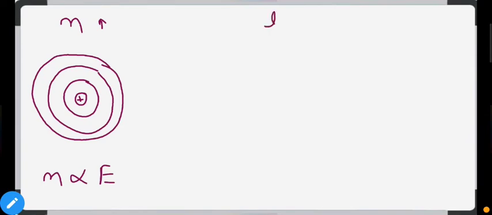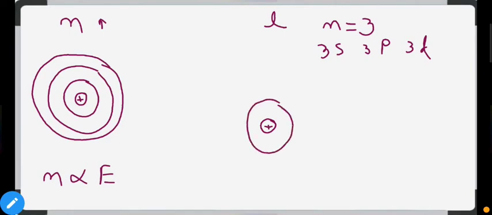So now what happens with L? We are using an example of the same principal quantum number. Let us say we are using n is equal to 3. So in n is equal to 3, we have 3s, 3p and 3d, three possible orbitals. Suppose this is our nucleus having positive charge, so this will be our s orbital. Most of the time electrons will spend time closer to the nucleus like this.